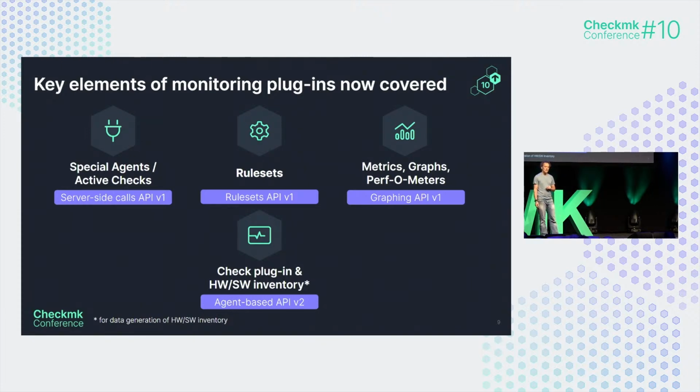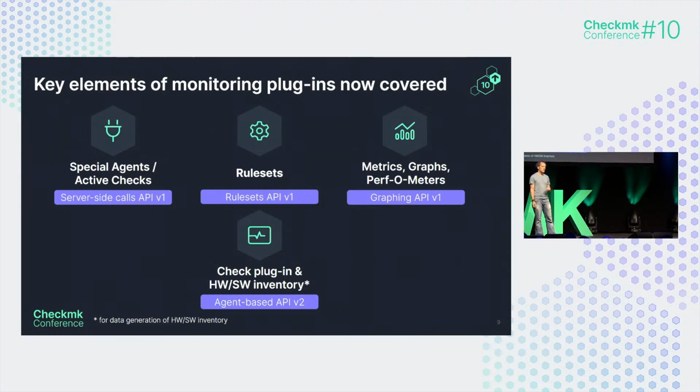The server-side calls API, that is the API that creates the program calls from the user configuration. This includes special agents and active checks, but they work very much in the same way, and it's the same task, creating a program call from a user's configuration. So that's why that's one API. And then we have the rule sets API that is used to create these nice setup rules that the users can then configure in the graphical user interface. And we have the graphing API that you use to create your custom graphs, metrics, or perf-o-meters.